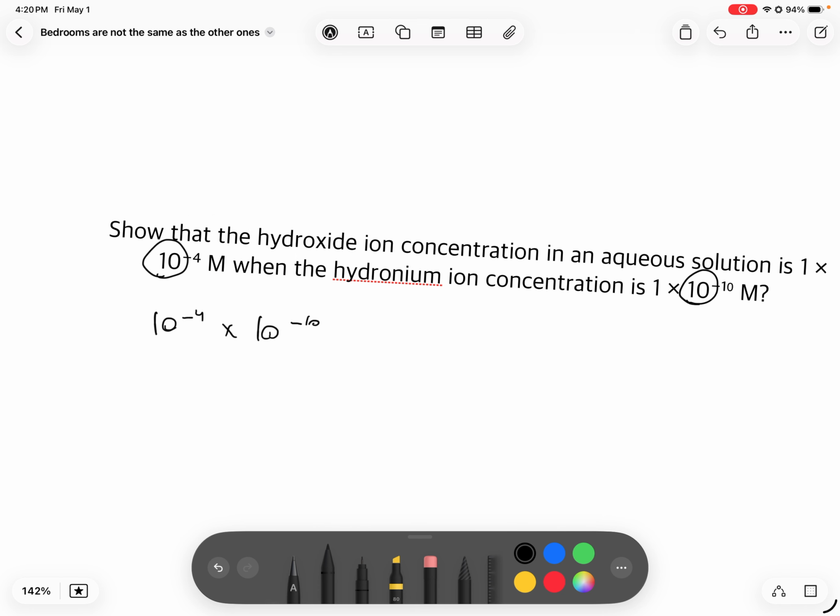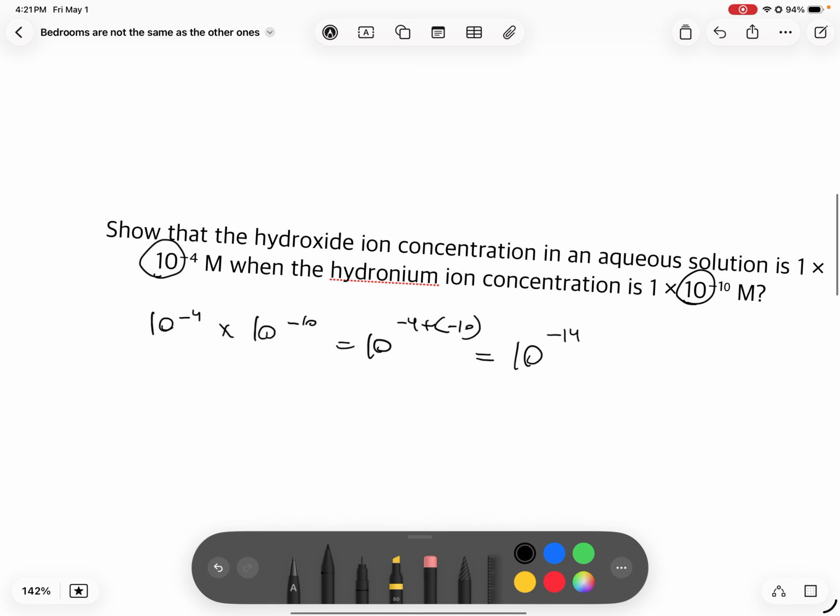adding the powers. So negative 4 plus negative 10 is going to be your exponent, and that's going to be negative 14. So all of that just equals 10 to the negative 14. That's the rule for multiplying exponents. Given that, we can now see how this is the case.